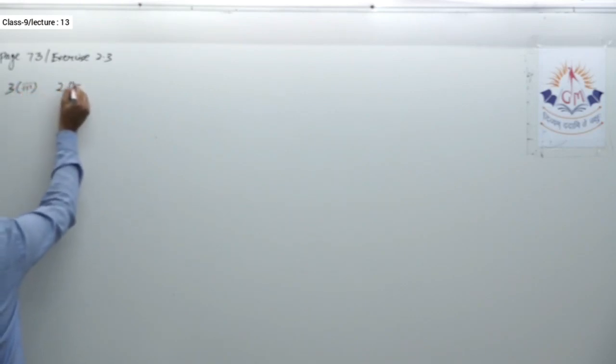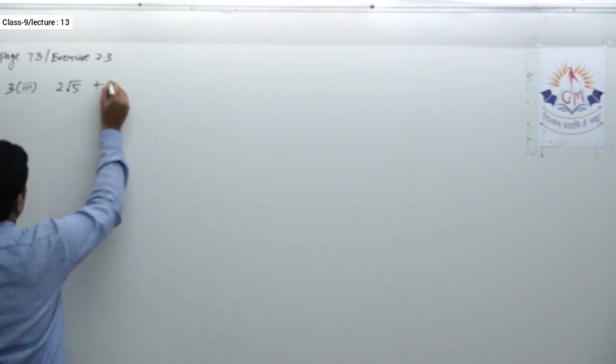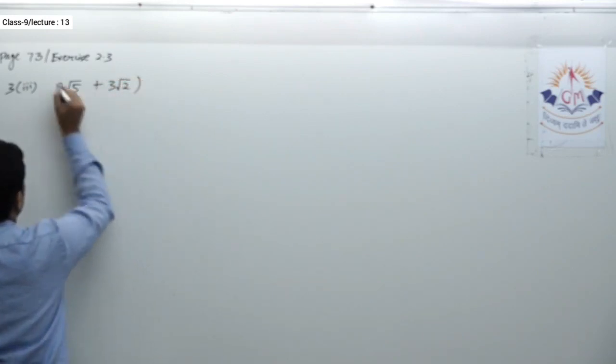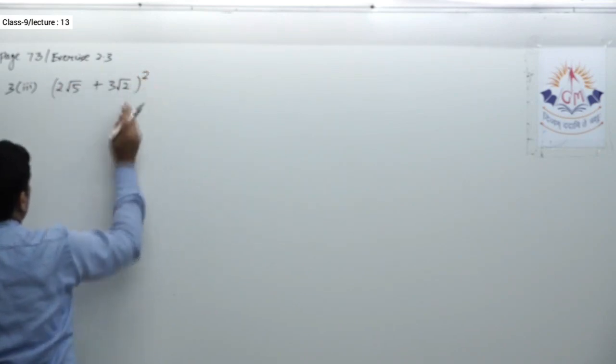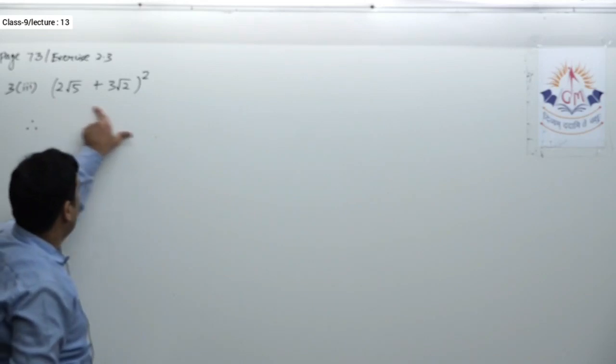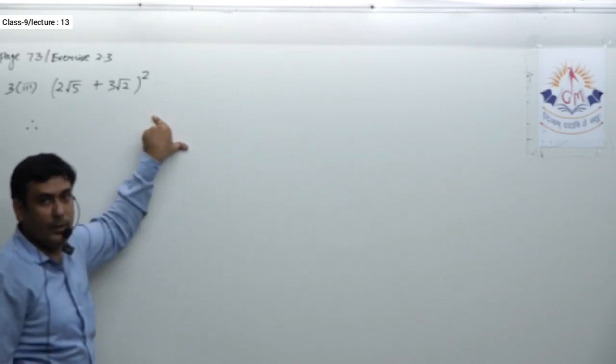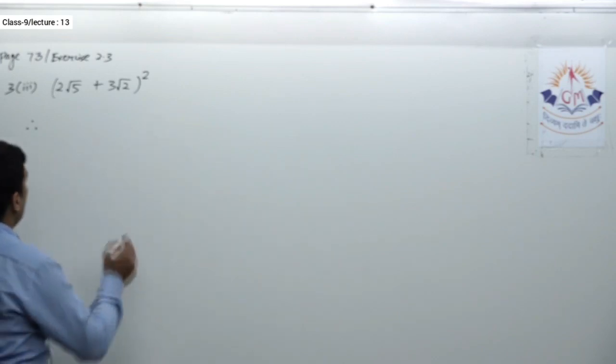2 root 5 plus 3 root 2, the whole square. Okay, so here you can simply see this is (a plus b) whole square. Here we have to apply the identity of (a plus b) whole square.